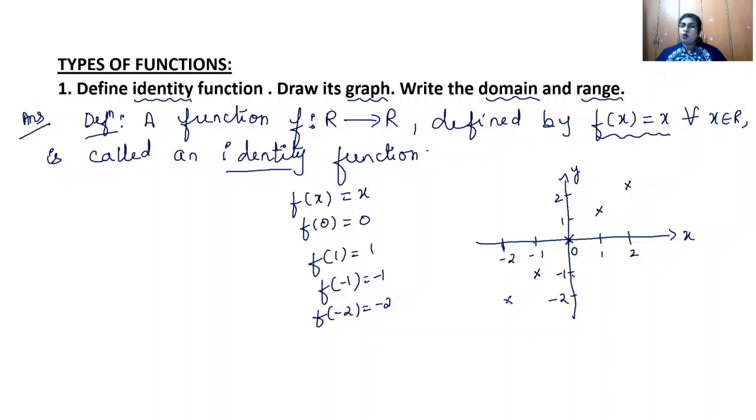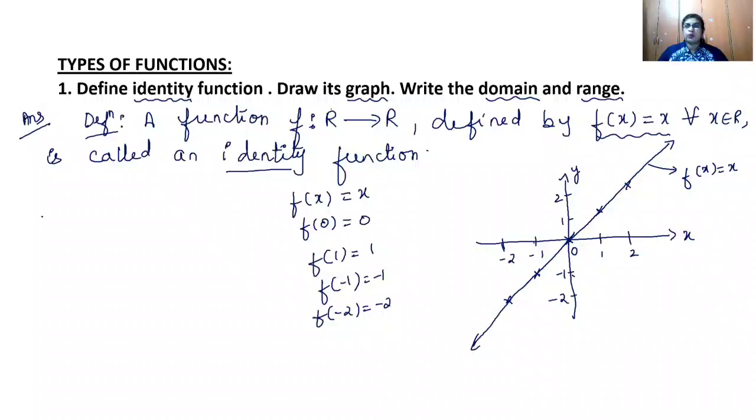So therefore, what is the graph you are getting? You are getting a straight line graph which passes through the origin. Okay, just join these points. So you are getting a straight line graph. So this graph, whichever we have drawn, is f of x is equal to x. That is the graph of identity function. Hope this idea is also clear how to draw the graph.